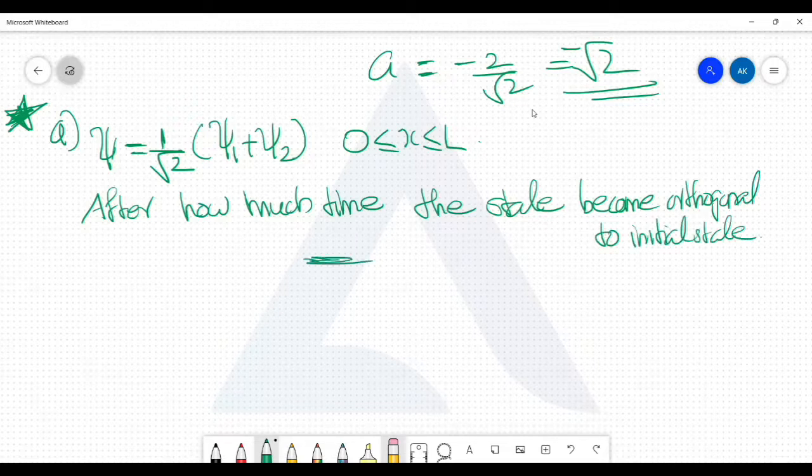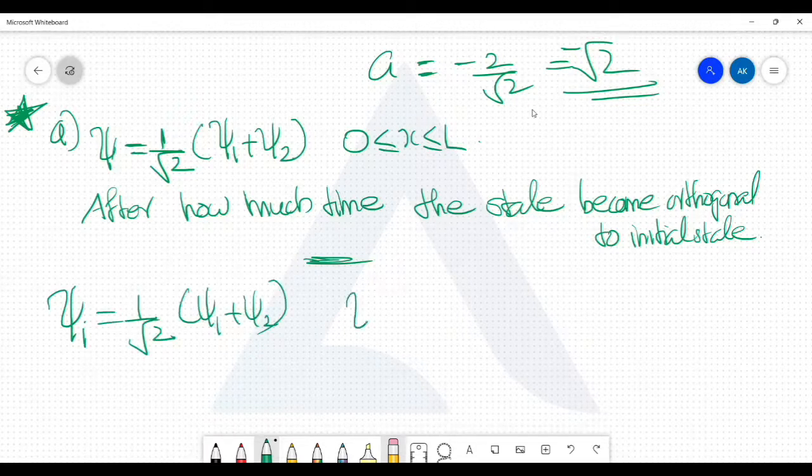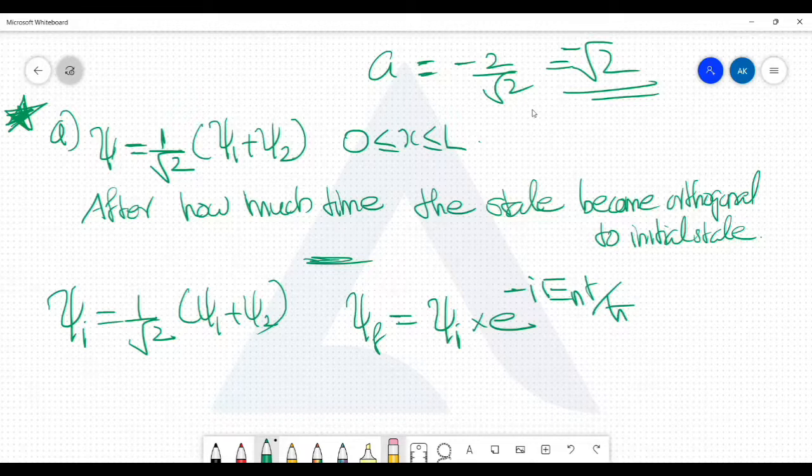As you know, as time progresses, the system will change. At some time, the state becomes orthogonal to itself. So that time we are required to find. So my initial system is given by 1 by root 2 psi 1 plus psi 2. My final state, that is the time at which the systems are orthogonal, is equal to psi initial into e raised to minus i E n t by h cross.